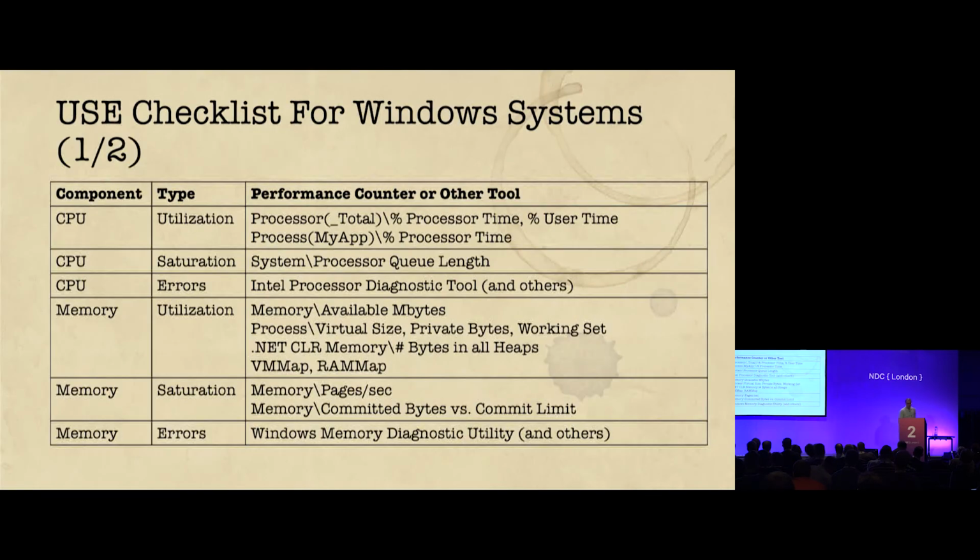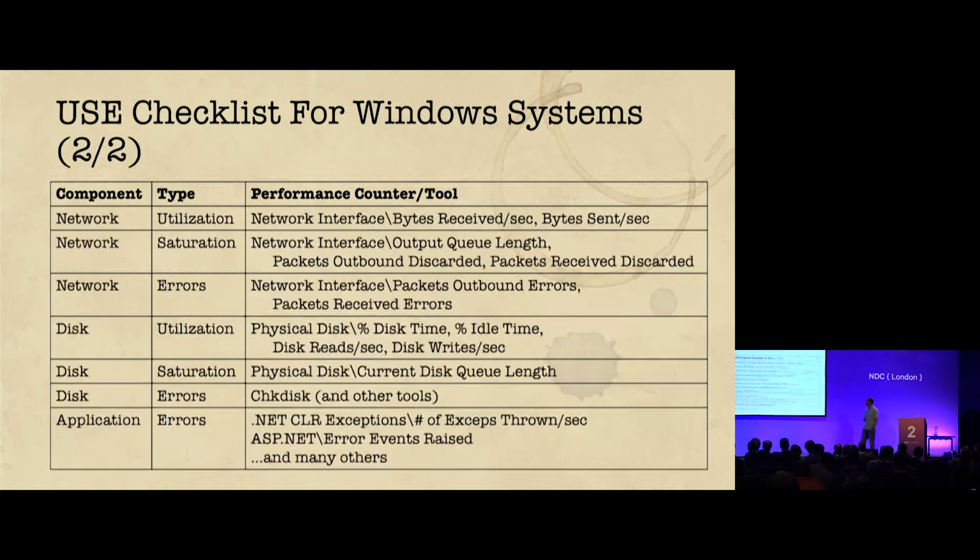Now, I've given here on the slides, just for reference, a USE checklist for some of the hardware resources on Windows systems. It's just an example, and you can find this sort of thing on the web. These are just various performance counters that give you, for network cards, for disks, for CPU, for memory, the USE metrics which you can easily monitor. I'll give you the whole set of slides so you don't have to take photos of the checklist now.